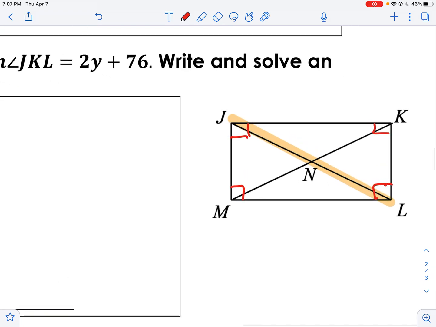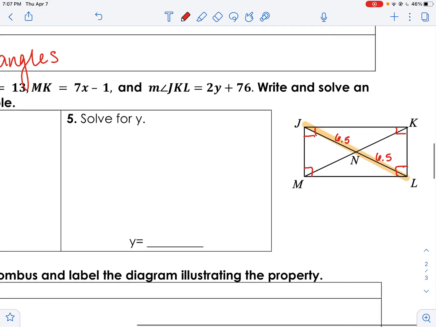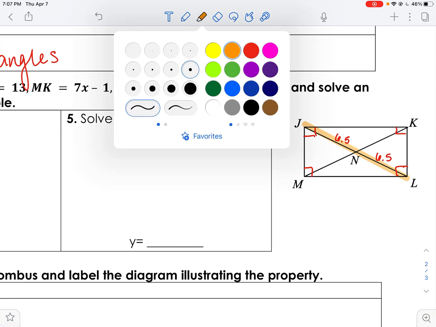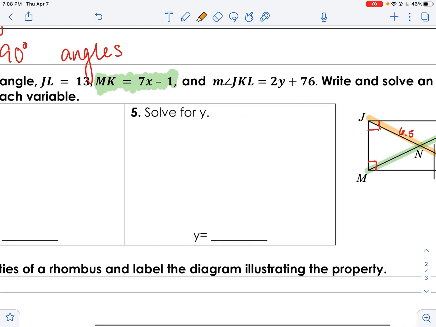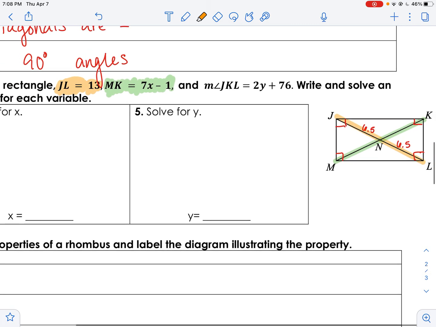Which means that each side, since these diagonals are bisected, would be half of 13, which is 6.5. MK, let me color code this whole diagonal MK, the other diagonal is 7x minus 1. So I have one diagonal is 13, the other diagonal is 7x minus 1.